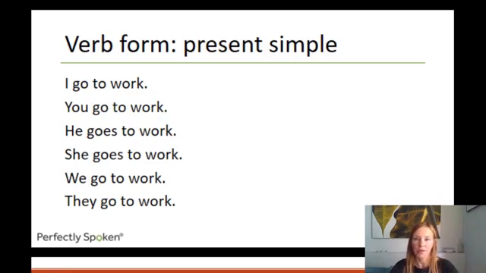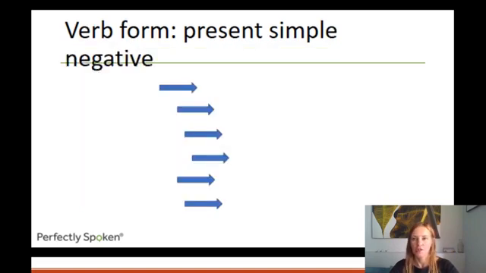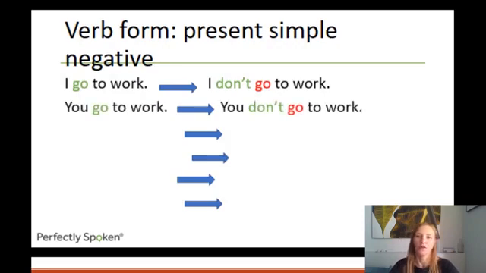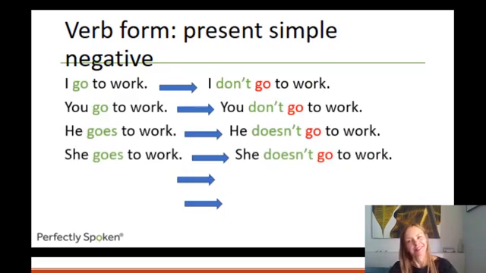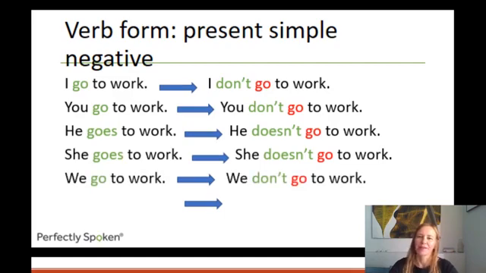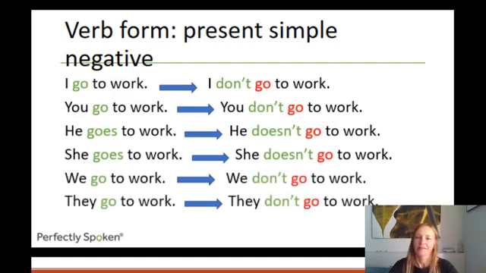Okay, so verb forms. Here's just a summary. I go to work. Here you can see the third person change. And in the negative, I go to work, I don't go to work. You go to work, you don't go to work. He goes to work, he doesn't go to work. She goes to work, she doesn't go to work. We go to work, we don't go to work. They go to work, they don't go to work. Okay, so you can practice this. Don't forget the pronunciation, it's very important.